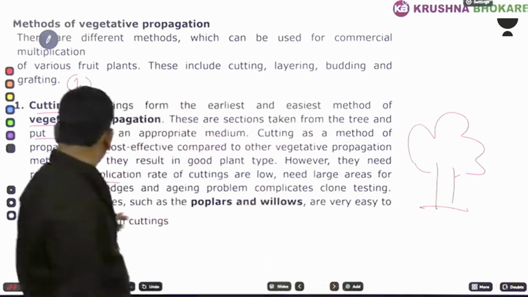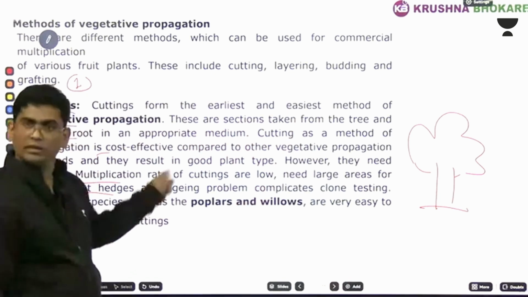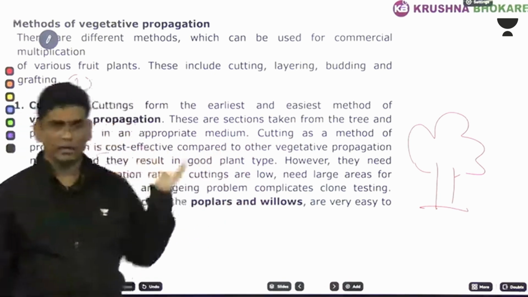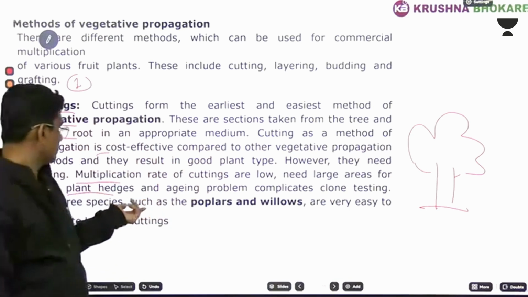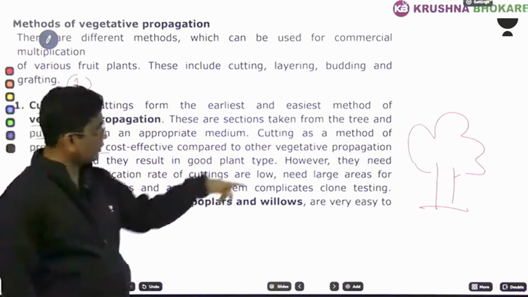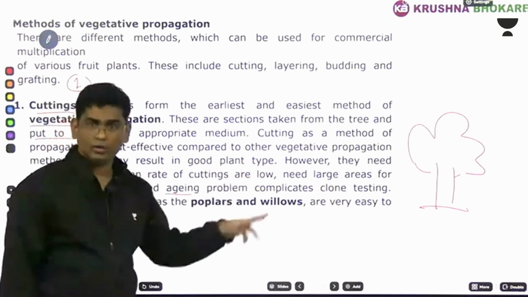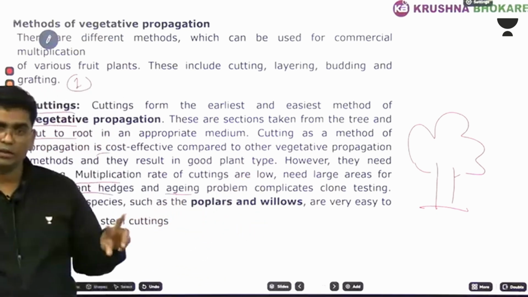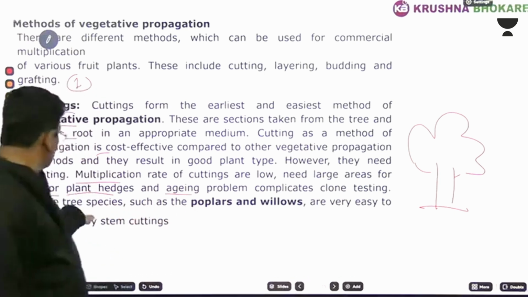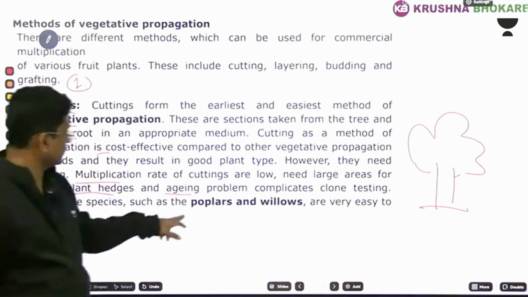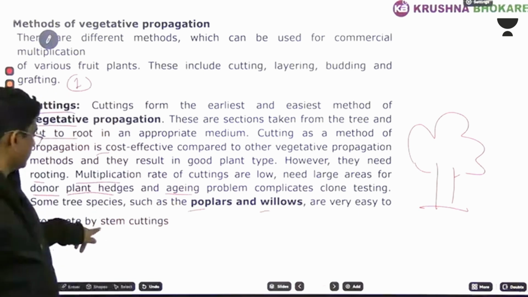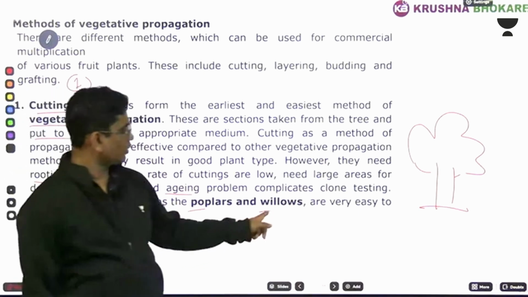Need a large area of donor plant hedges. You can take, like, 10 branches from each plant, so there should be hundreds of branches. Okay? Then, with an aging problem, if this plant is very old, in such a condition there cannot be a good success ratio. Mostly, some tree species such as poplars and willow are very easy to propagate by stem cutting. Willow is used for what purpose?